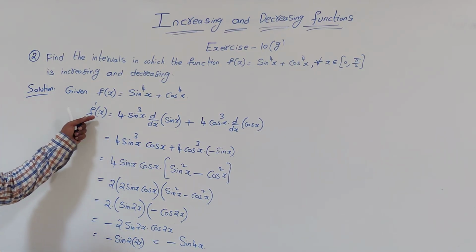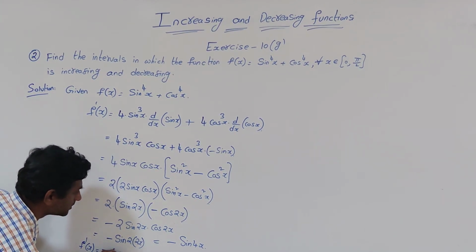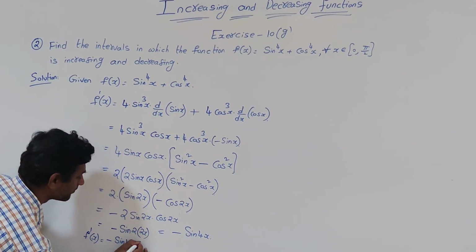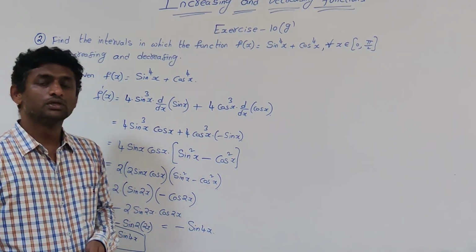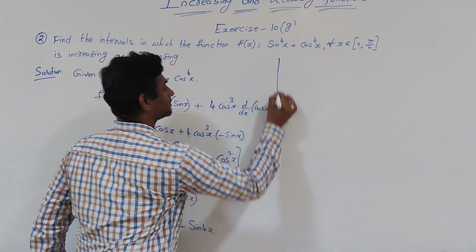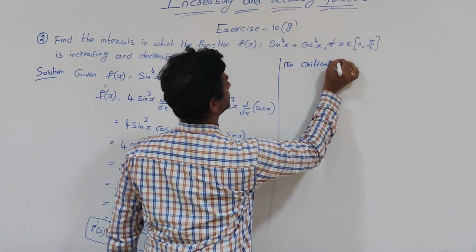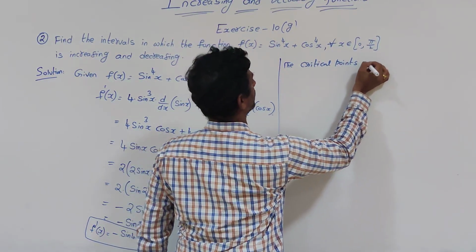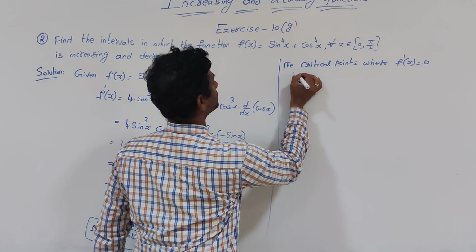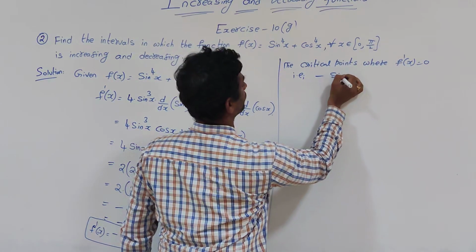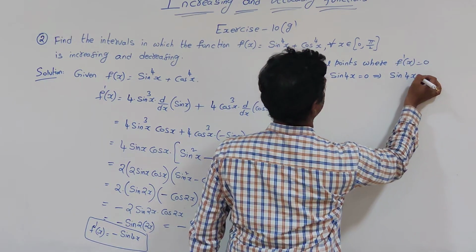Means the derivative of this function, f dash of x, will be minus sin 4x. So that is the derivative of the given function. Now we have to find out what are the critical points. The critical points where f dash of x is 0, that is minus sin 4x is equal to 0, implies sin 4x is equal to 0.